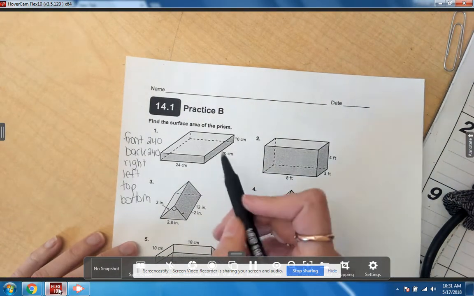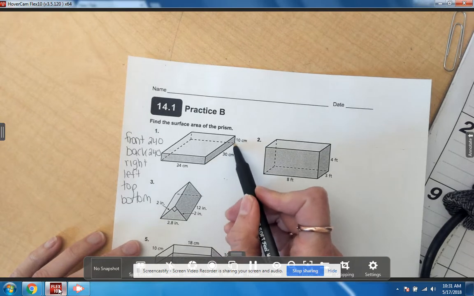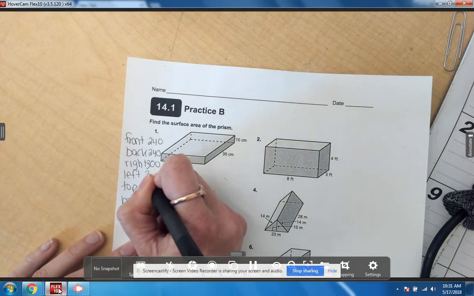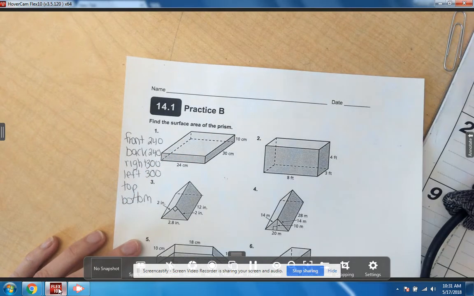Now I'm going to do the right and the left. So I'm going to trace the right. When I trace over it, I get the two numbers I need. I get 30 and 10. 30 times 10 is 300. So there's my right and my left. Now I have to do the top and the bottom.